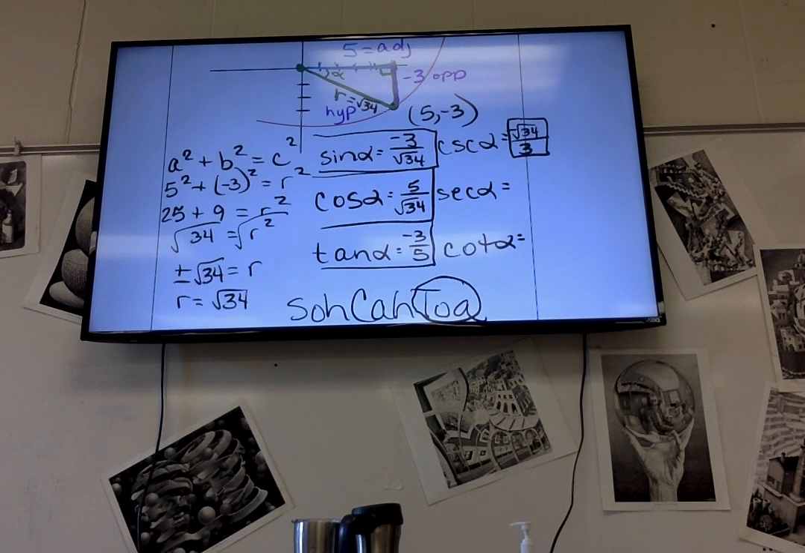So from cosine of alpha to secant, I flip it again, and it's square root of 34 over 5. And tangent to cotangent, negative 5/3. See if you can draw the one for the next one.